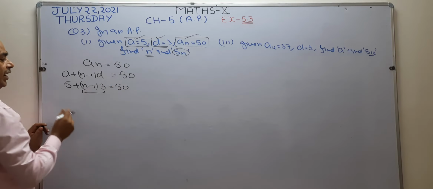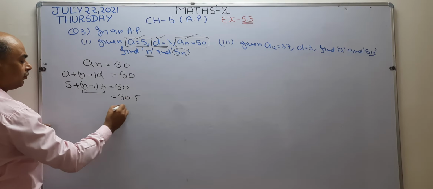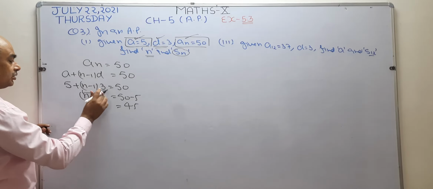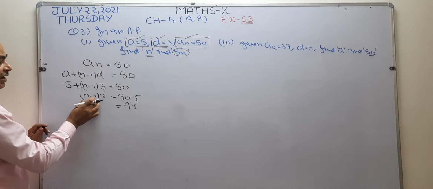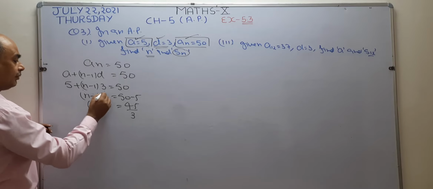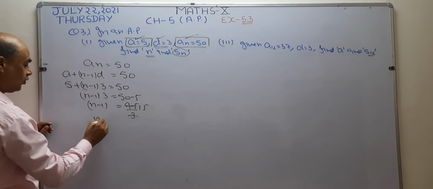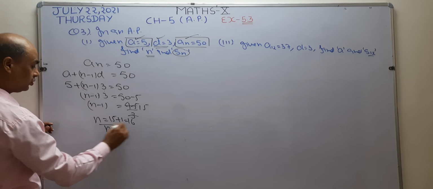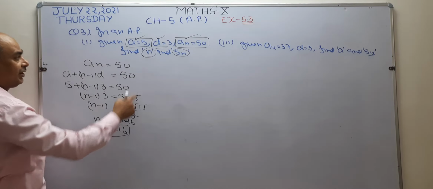To find the value of n, I want to take this 5 from left to right. So this becomes negative. 50 minus 5 becomes 45. Now what is left? N minus 1 into 3. Now this 3 is multiplying n minus 1, so it is going to divide 45. So what is left? N minus 1. Now see, 3 1s are 3, 3 5s are 15. So n minus 1 is 15, and the value of n becomes 16. So this is the first answer. In this question we had to find the value of n, and the value of n becomes 16.